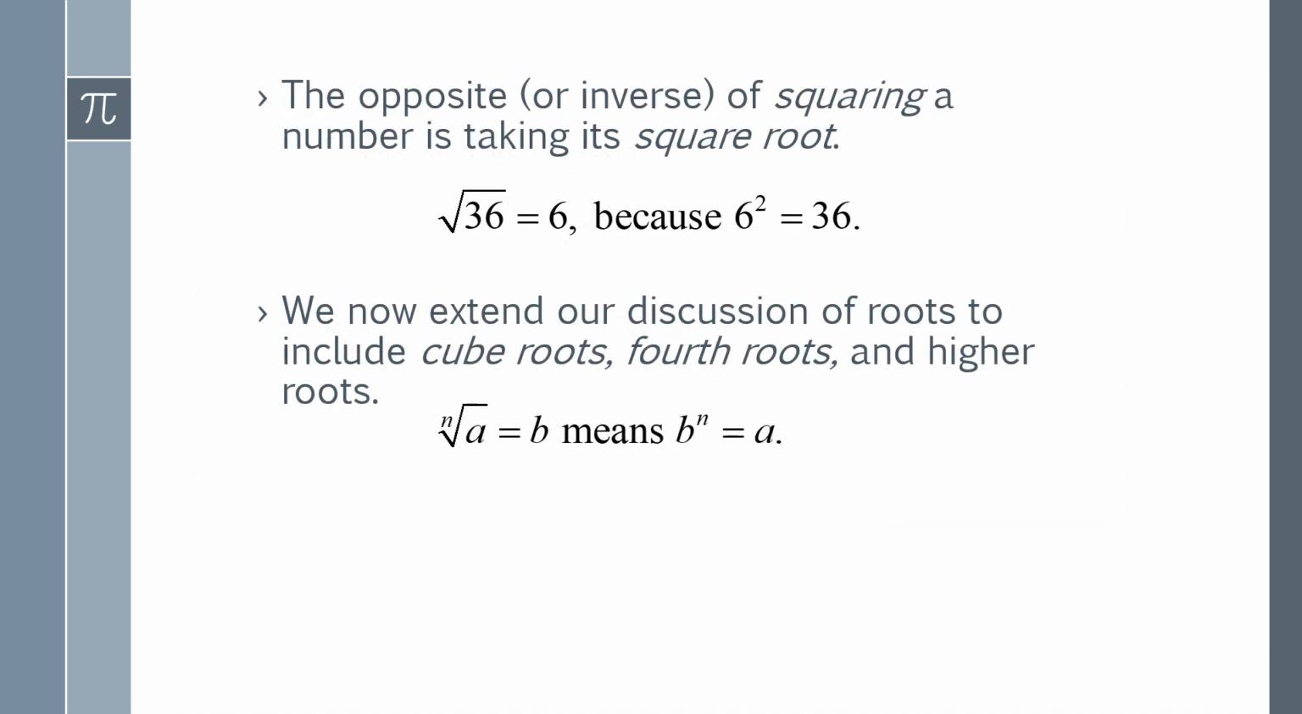Okay, so let's talk about this a little further now. The opposite or inverse of squaring a number is taking its square root. So the square root of 36 equals 6 because 6 squared equals 36. So we can now extend our discussion of roots to include cubed roots, fourth roots, and higher roots. So the nth root of a equals b because b to the nth power is equal to a.